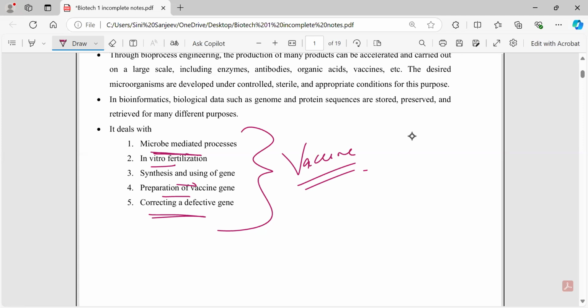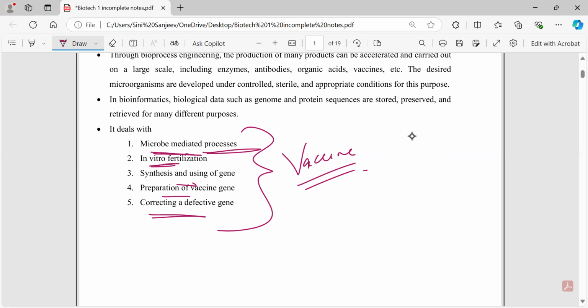Okay, so actually how is this done? Now we already know that recombinant DNA means two or more characteristics are incorporated into your plasmid. It is transferred into your host and there it will replicate and give you the desired product. So microbe mediated process means what? Here you're going to use microorganisms to transfer that particular modified gene.